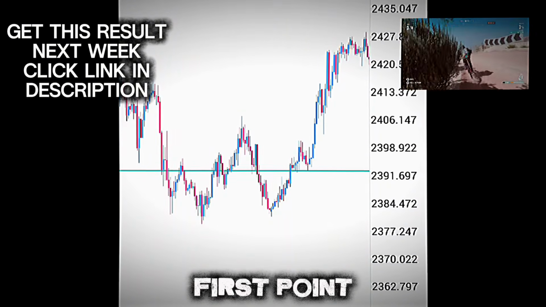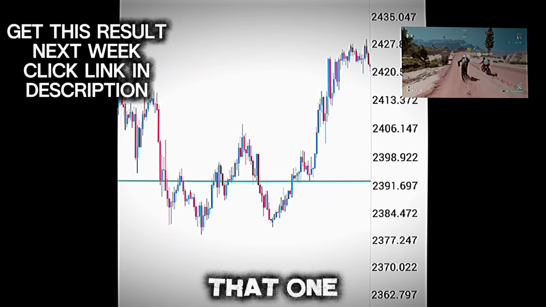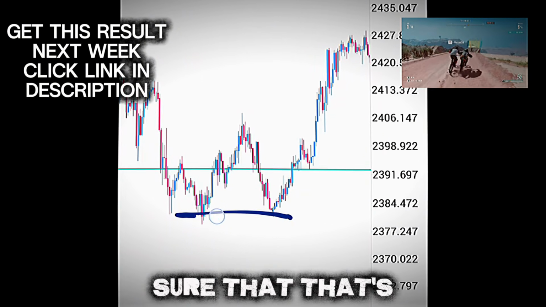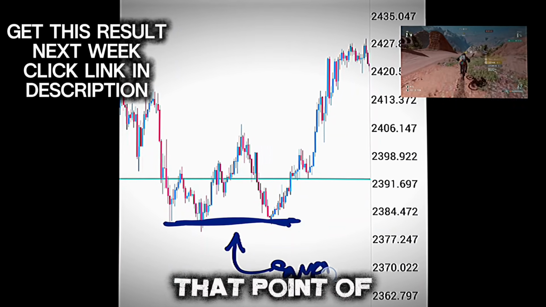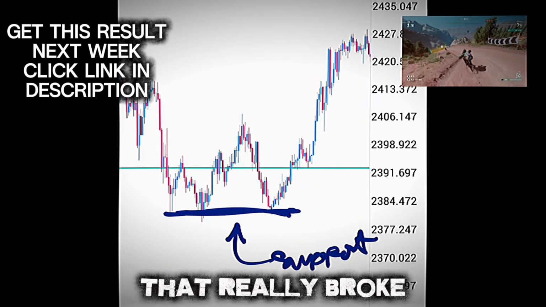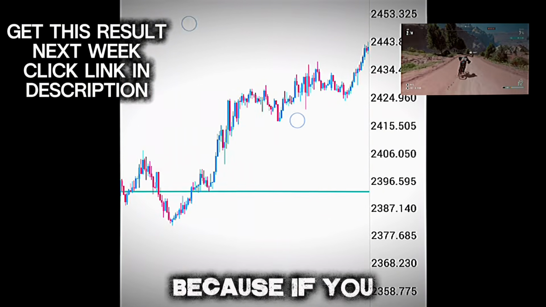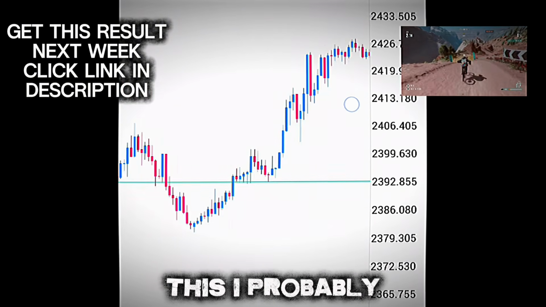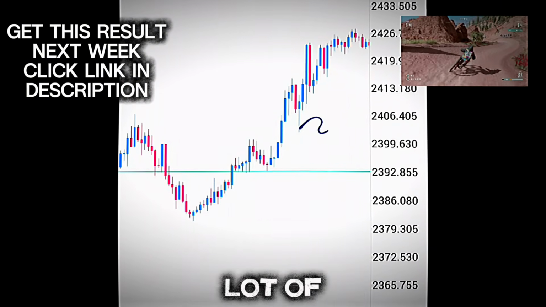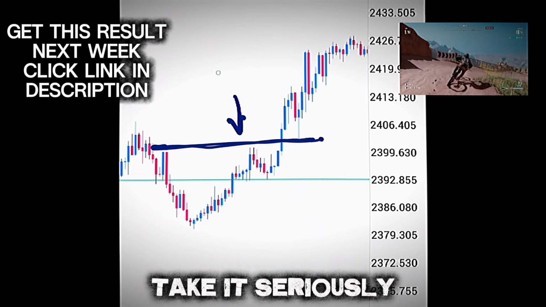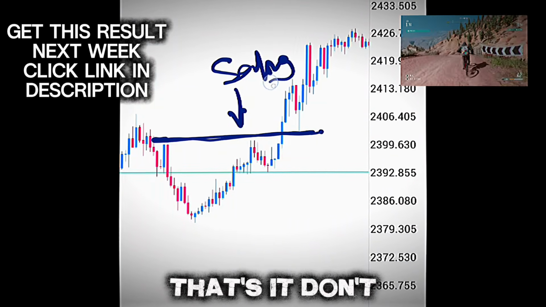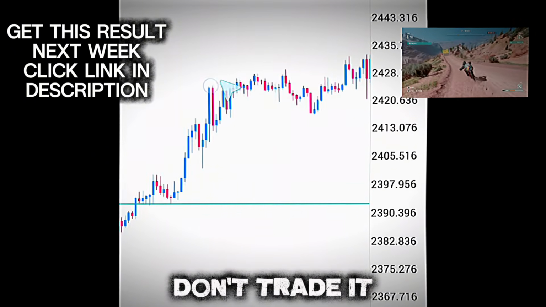So that's the first point, the touch. That one you don't want to trade, because you can never be sure that that's the touch, because in the past there was a different touch used around that point in time. So you only want to focus on the one that really broke out, because if you try and trade all these, there's a probability that it might get liquidated. You can see there was a lot of consolidation there. So when any touch happens, you don't want to really take it seriously. That's it. Don't take it seriously, don't trade it.